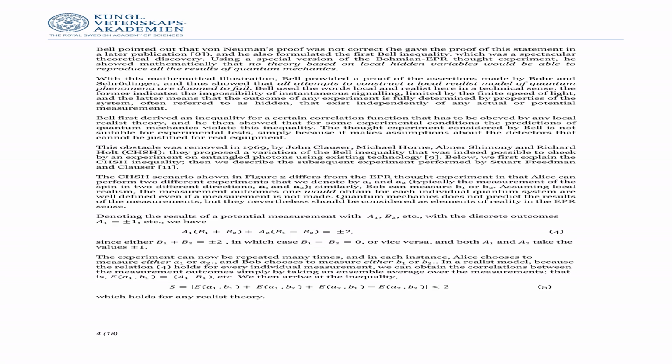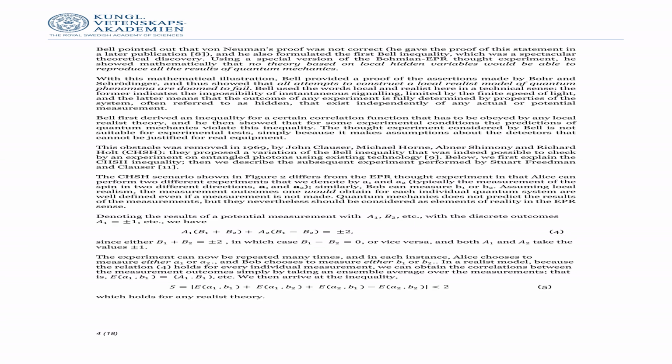The experiment can now be repeated many times, and in each instance, Alice chooses to measure either A1 or A2, and Bob chooses to measure either B1 or B2. In a realist model, because the relation (4) holds for every individual measurement, we can obtain the correlations between the measurement outcomes simply by taking an ensemble average over the measurements.